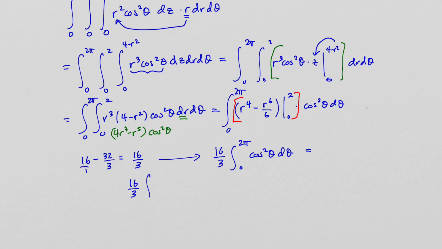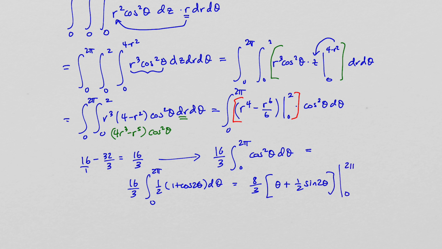16 over 3, integral of 1/2 times 1 plus the cosine of 2 theta d theta, 0 to 2 pi, and this gives us 8/3 multiplied by theta plus 1/2 sine of 2 theta, again from 0 to 2 pi. The only thing we need to do here is plug 2 pi in for theta, and that is going to give us 8/3 times 2 pi, which is 16 pi over 3.